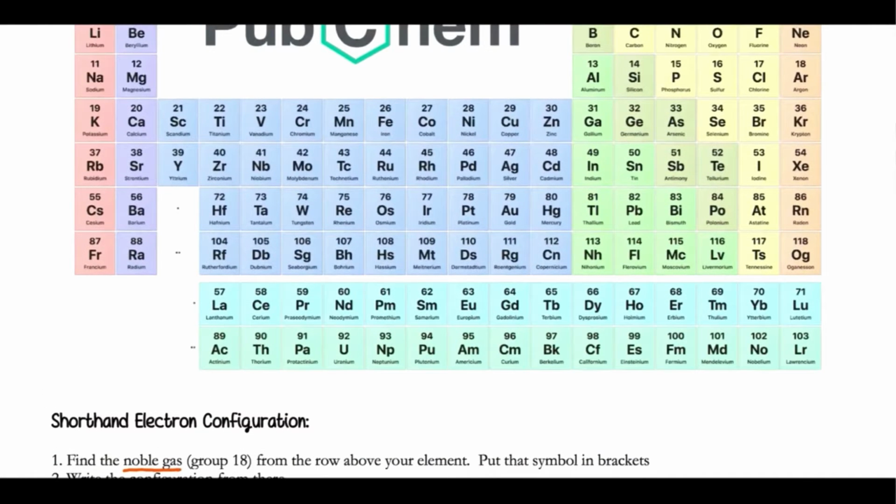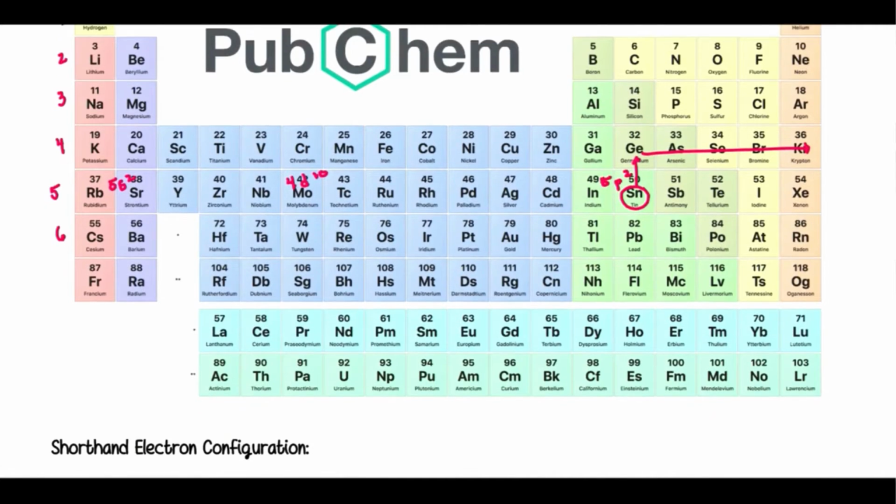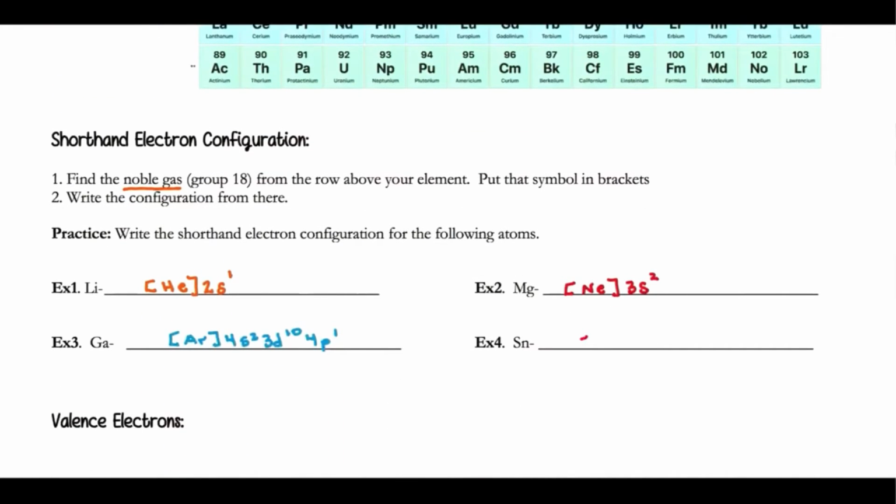Okay, so let's find tin to begin with. Let's move up a row and across. And I get krypton in brackets, and then I'm going to keep working. So if I count, remember this is the first energy level, second, third, fourth, fifth, sixth. If I start at krypton, this is going to be 5s2, 4d10, and then 5p2. So I'll write this out. Kr is going to be in brackets, 5s2, 4d10, and 5p2.